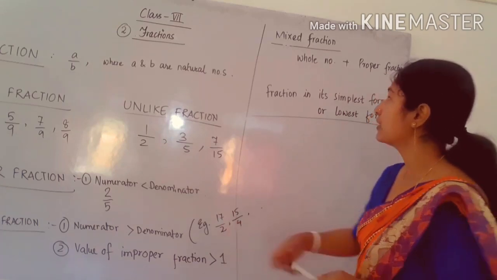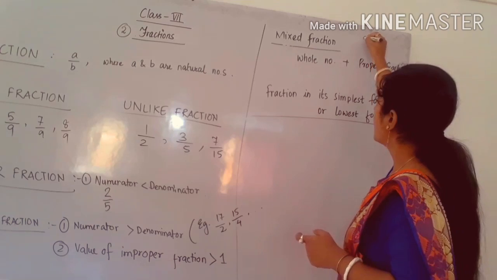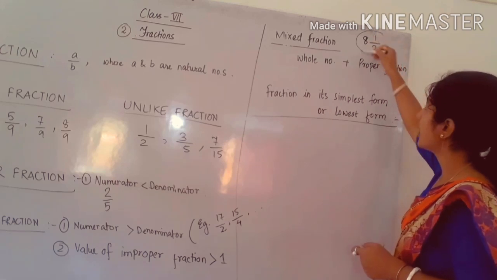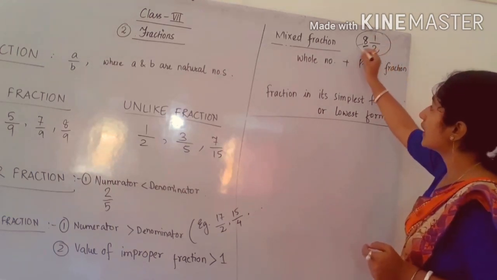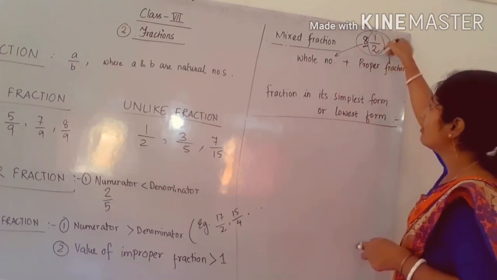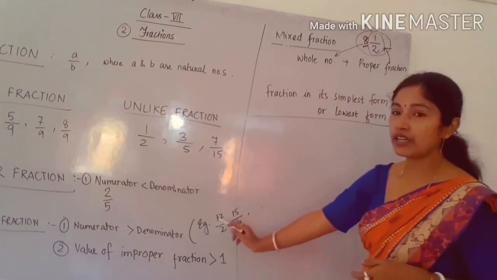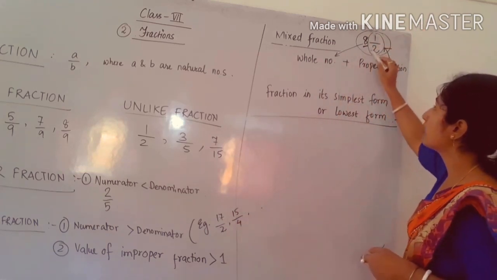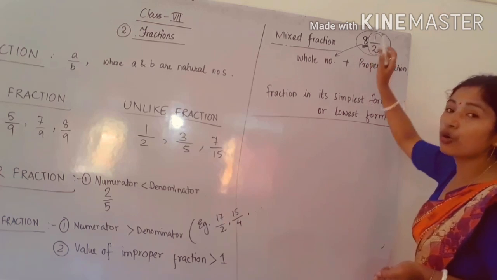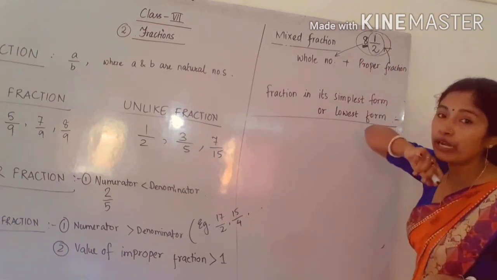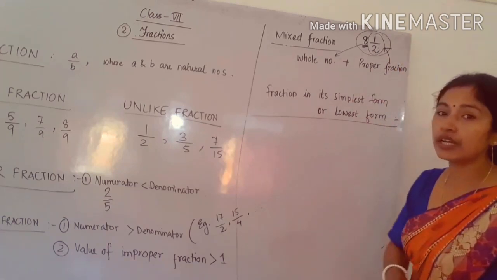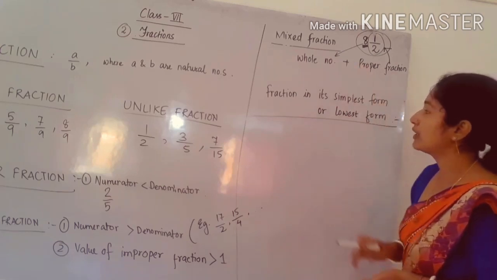Suppose 17 by 2 can be written as 8 1 by 2. By dividing 17 by 2, we will get the answer as 8 1 by 2. Here 8 is a whole number and 1 by 2 is a proper fraction. So how did it come? By dividing 17 by 2, you get 8 as the quotient. And 1 is the remainder you get when you divide 17 by 2. And 2 is the divisor. So this is all about mixed fraction.